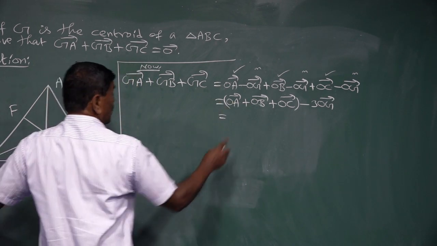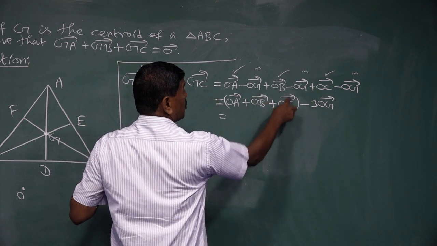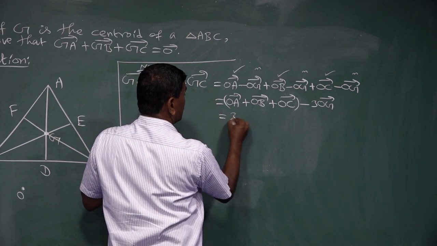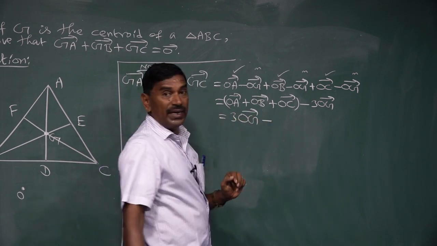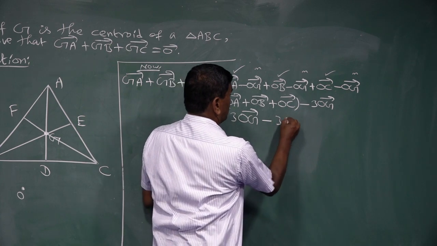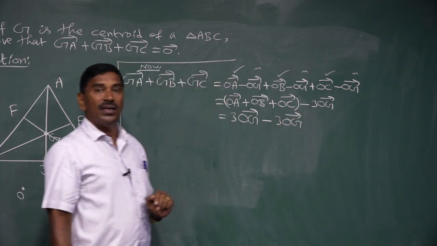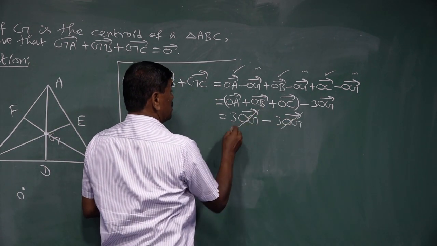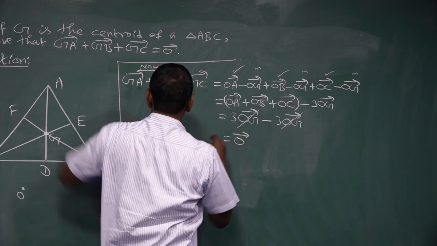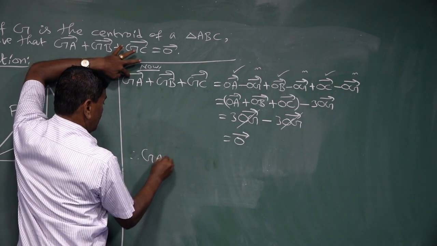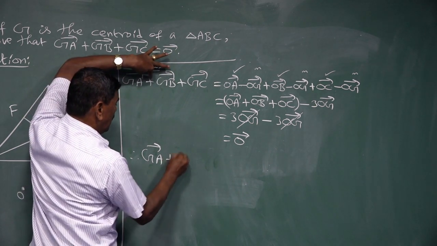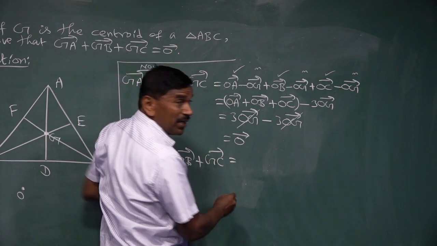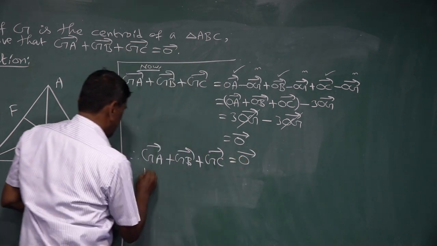So from the note we know that OA vector plus OB vector plus OC vector is equal to 3 OG vector from the before note. So the bracket is equal to 3 OG vector. Already minus 3 OG vector. Now? Yes, 0 vector. Why? Yes, very good. Minus 3 OG vector plus 3 OG vector cancel, so which is equal to 0 vector. Therefore, GA vector plus GB vector plus GC vector is equal to 0 vector. Hence proof.